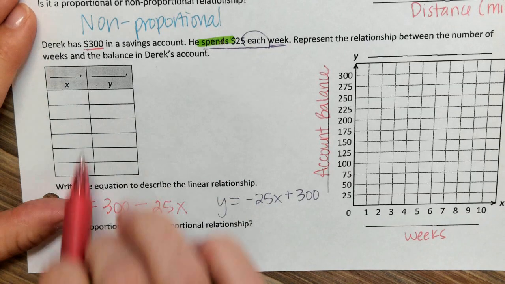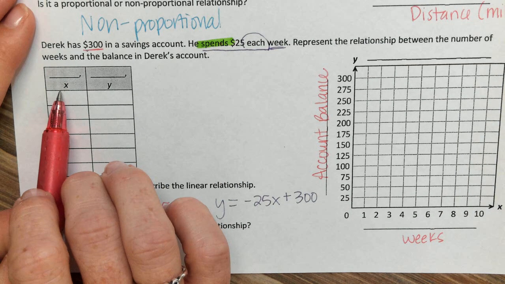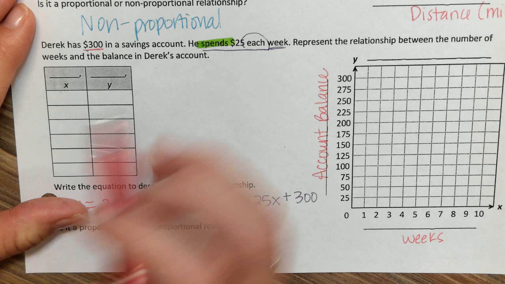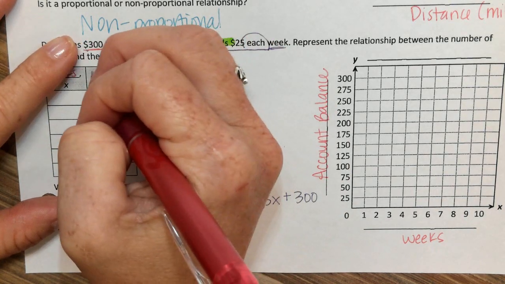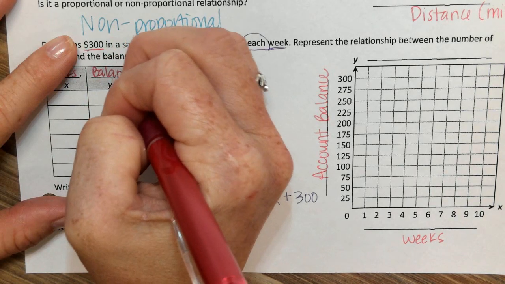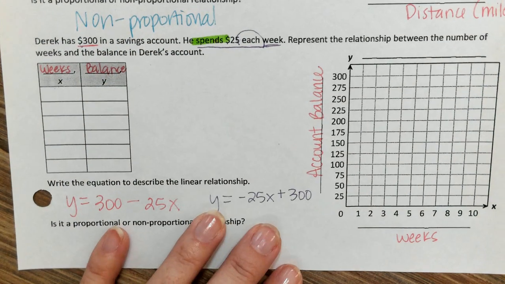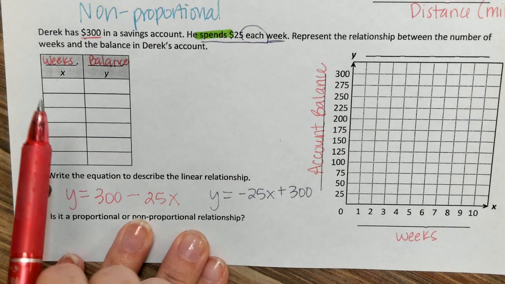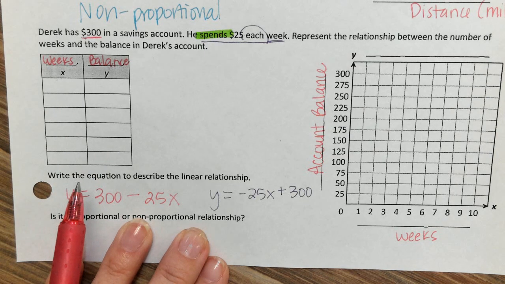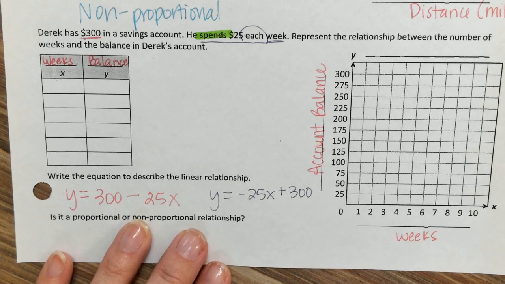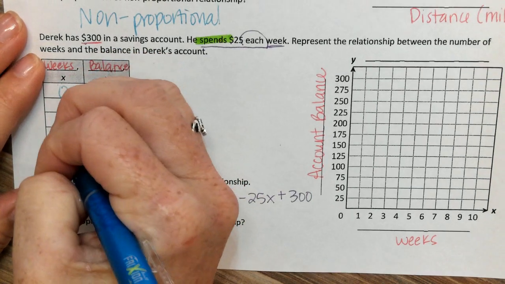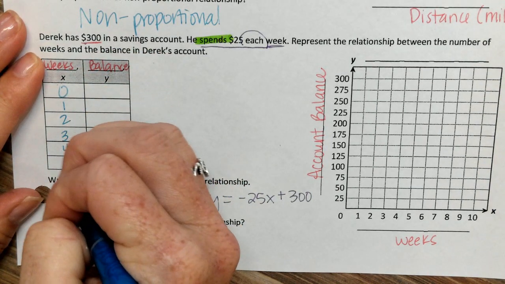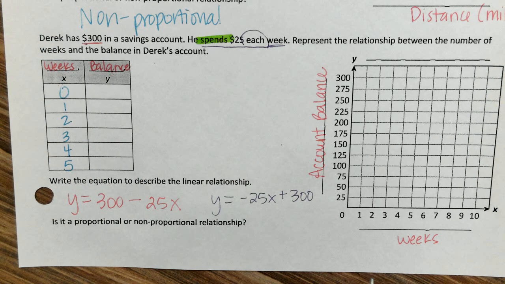So over here, the X represents what? The weeks. The Y represents what? I put balance, just because I didn't have a lot of room. How are we going to fill out our table? We're going to start the X's with 0, 1, 2, 3, 4, 5. How are we going to get the Y values for this?